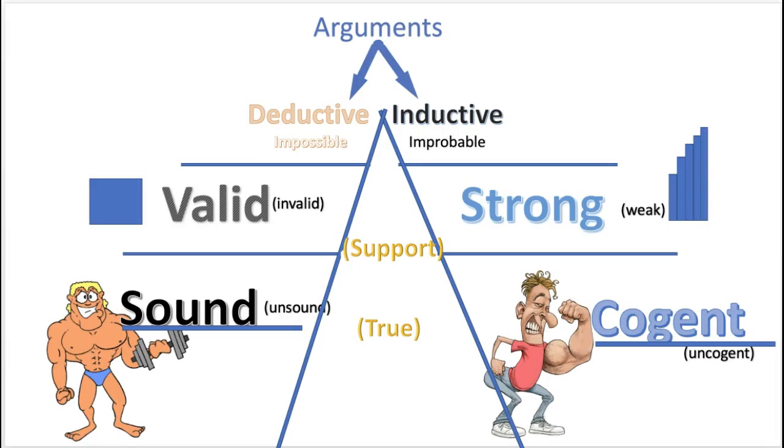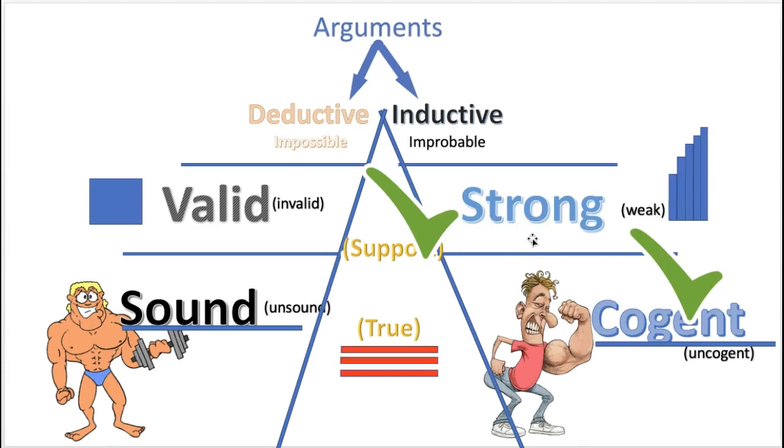But wait, there's more. We've got to go down to the next tier. We want to get to cogent. We want to get a cogent argument. So we've looked at it. We've got strong. Do the premises support the conclusion? If so, it's strong. Next, we're going to go for cogent. How do we know if they're cogent? We ask, are the premises true?